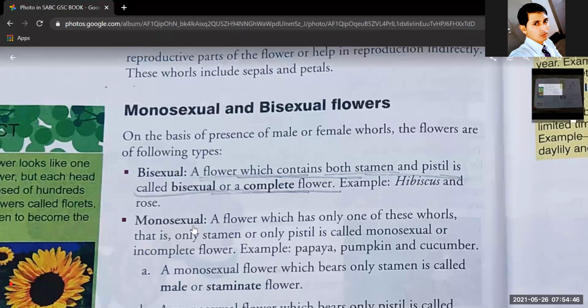Now let us discuss monosexual. A flower which has only one of these whorls, that is only stamen or only pistil, is called monosexual.